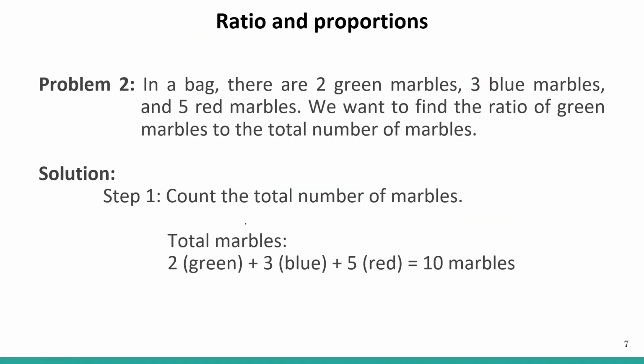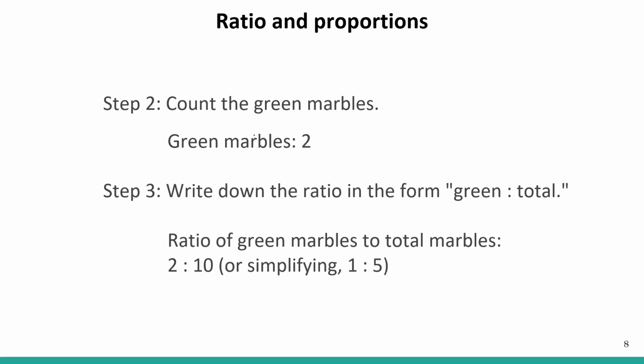Let's see. Counting the total number of marbles: 2 plus 3 plus 5, as 2 are green, 3 are blue, 5 are red. So 10 marbles in total. Counting the green marbles, we are left with 2. So write down the ratio in the form green is to total. So the ratio of green marbles to the total is 2 is to 10, or in simple ratio it is 1 is to 5. So 1 is to 5 will be the correct answer.